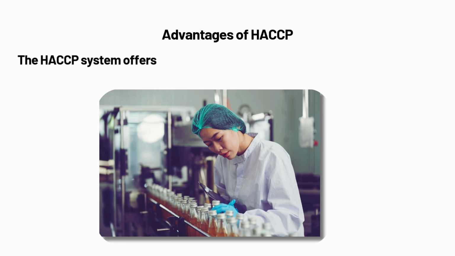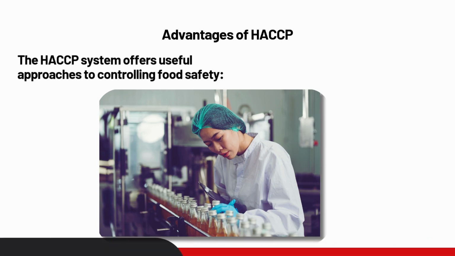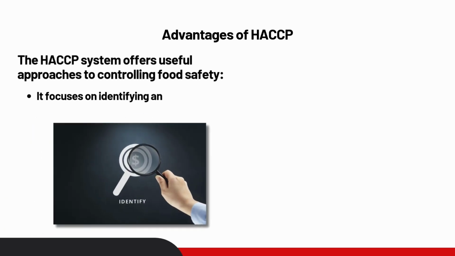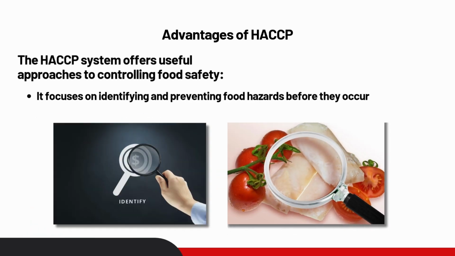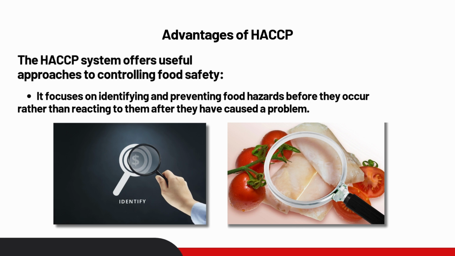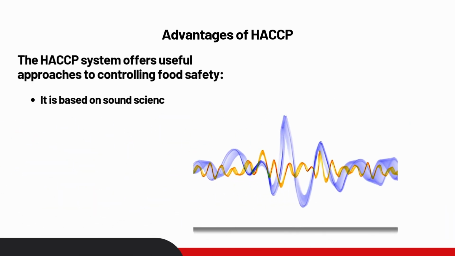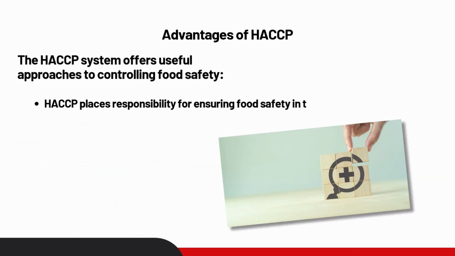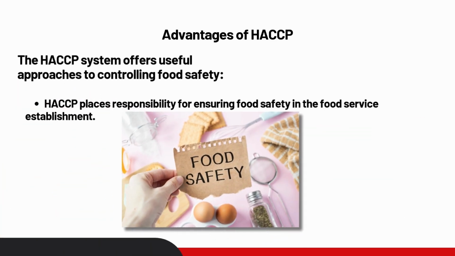Advantages of HACCP: The HACCP system offers useful approaches to controlling food safety. 1. It focuses on identifying and preventing food hazards before they occur, rather than reacting to them after they have caused a problem. 2. It is based on sound science. 3. HACCP places responsibility for ensuring food safety in the food service establishment.